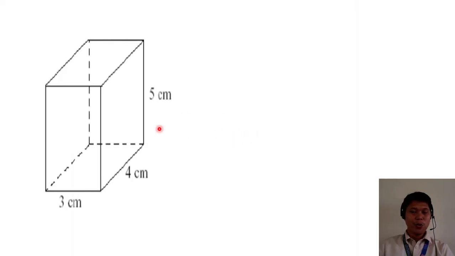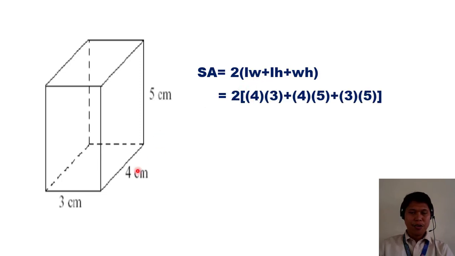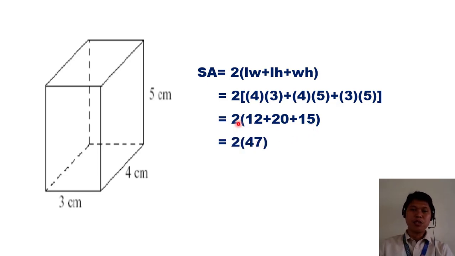Okay, we have number 2. It is a 3 by 4 by 5 centimeters rectangular prism, and we are going to use this formula. Substitute. Length is 4, width is 3, length is 4, and then height is 5, and then width is 3, and height is 5. So 4 times 3 is equal to 12, 4 times 5 is 20, and 3 times 5 is equal to 15. And 12 plus 20 plus 15 is equal to 47, times 2 is equal to 94. Therefore, the surface area of this figure is 94 square centimeters.